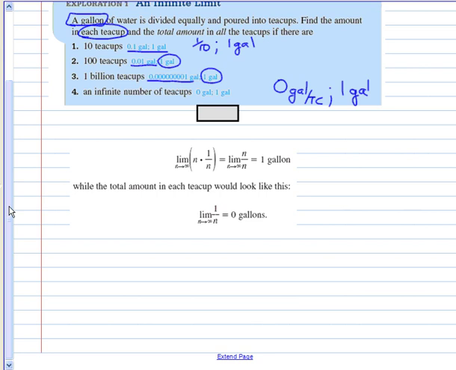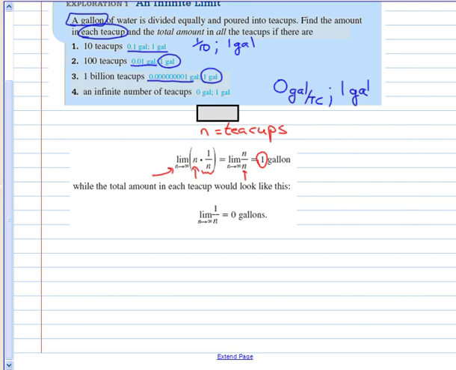Let's look at this idea. The limit. This is what we have been doing. We have an amount of water in teacups. So in each teacup, I have 1/n amount of water. And then if I multiplied it by the number of teacups I have, I should be back to my 1, because n times 1/n, well, n/n is just 1.